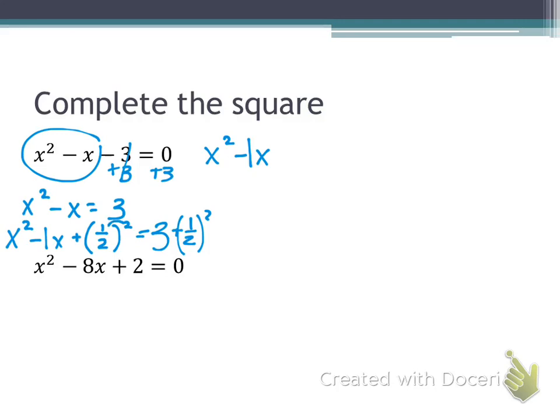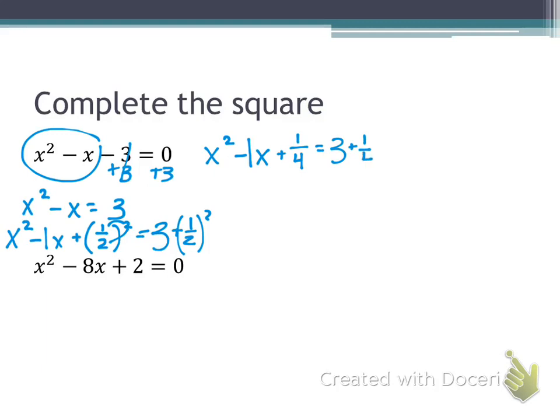I do the numerator squared and the denominator squared. So what's 1 squared? 1. What's 2 squared? 4. That's how I figured it out. That's all you got to do: square the numerator, square the denominator. Whatever I do to one side, I've got to do to the other.